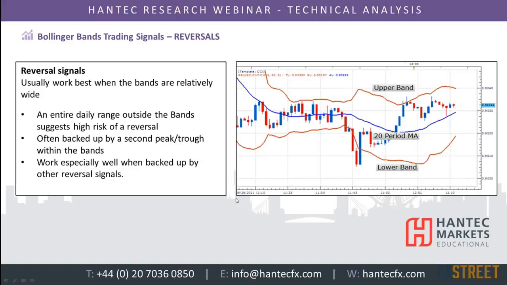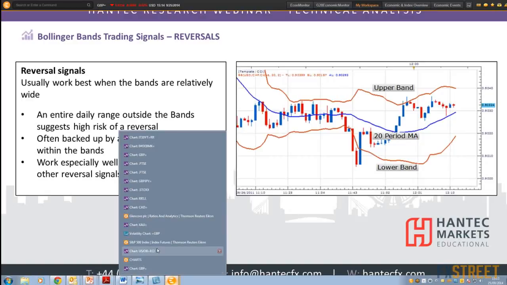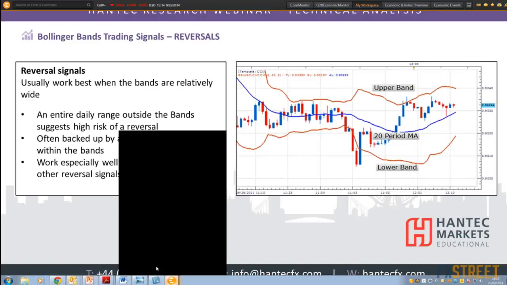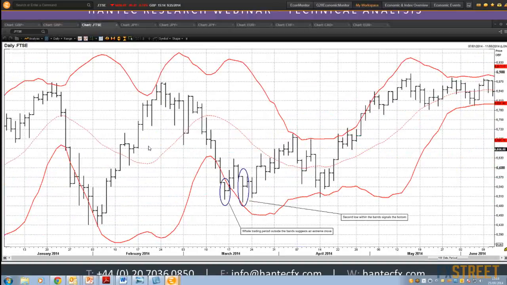Okay, so how are we going to see that on the charts? So reversals. Okay, so this is FTSE back in March, actually, where we've got the Bollinger Bands relatively wide apart. You've had this strong move to the downside, and you've got FTSE trading entirely outside the bands. You then see your signal comes with a close when you're back inside the bands, so you then start to think about putting on your long positions.